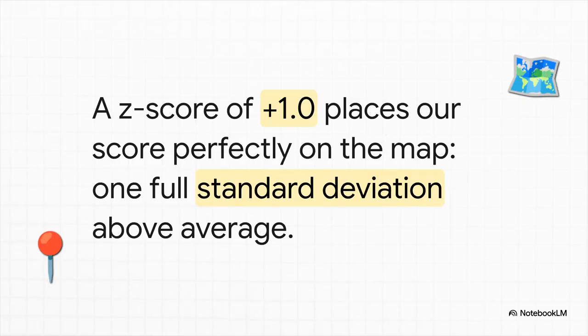This z-score of plus 1.0 gives our raw score a precise GPS coordinate right on the bell curve. We're not just above average anymore. We are exactly one standard unit of measurement above the center of the entire group. This is what makes z-scores so powerful. They let you compare an apple from one test to an orange from a completely different test.